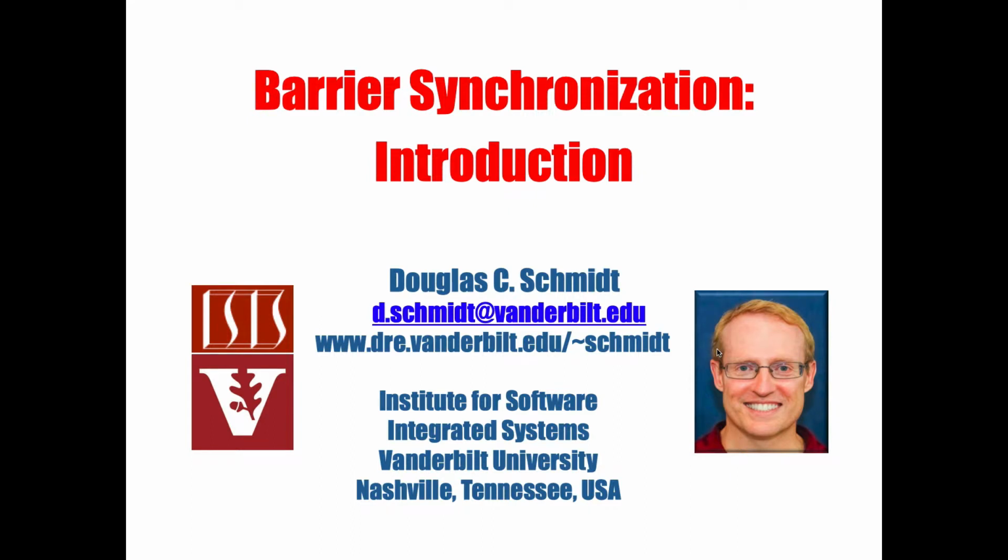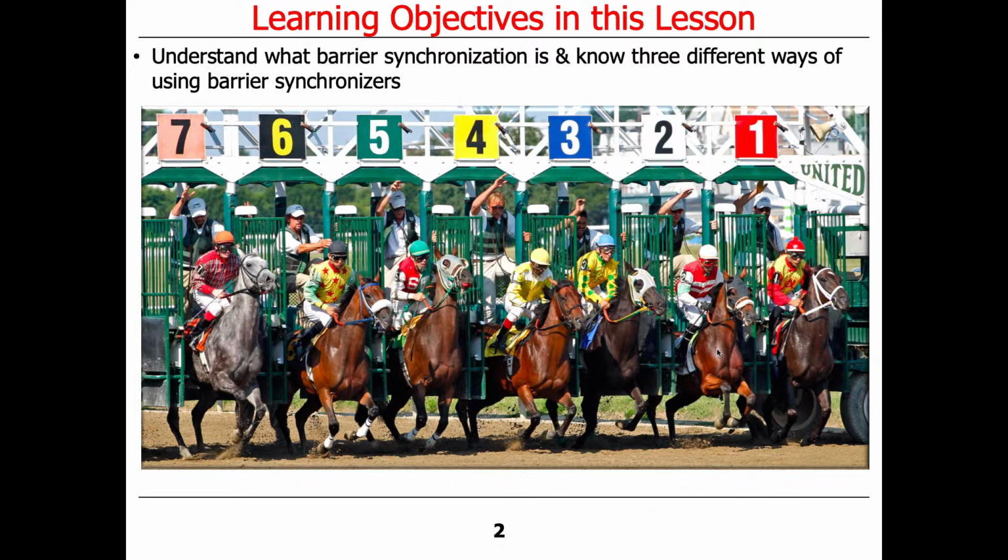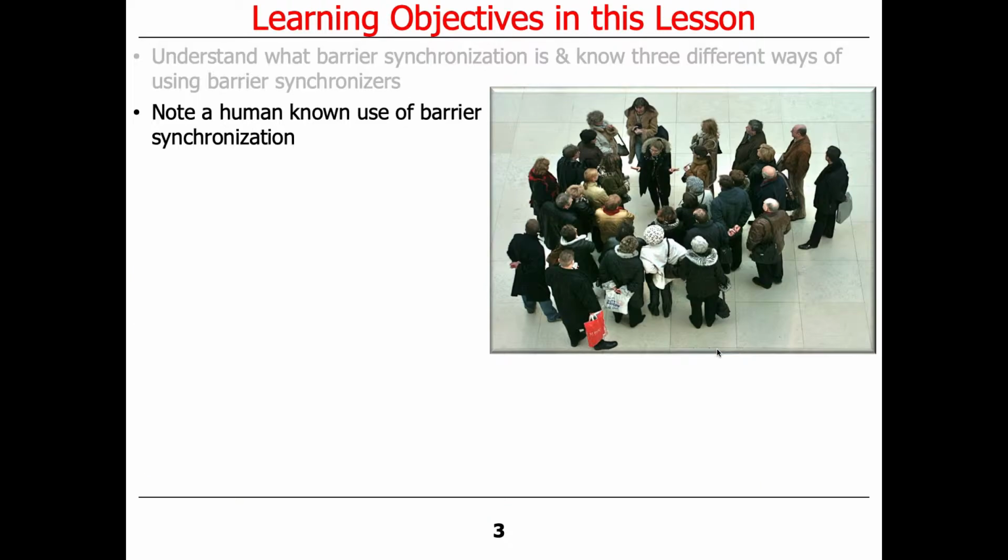We're now going to begin our discussion of the next type of synchronization mechanism supported in Java. This is called barrier synchronization. In this lesson, you'll understand what barrier synchronization is, and I'll explain 3 different ways of using barrier synchronizers. We'll also talk about a human-known use of barrier synchronization that you're undoubtedly familiar with.